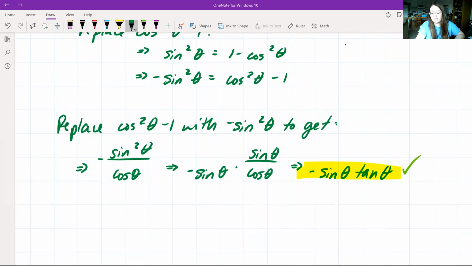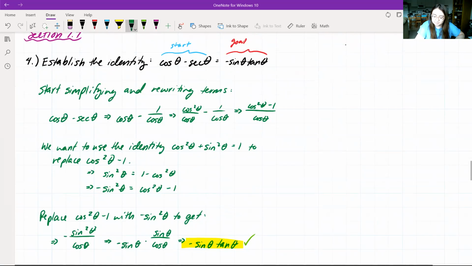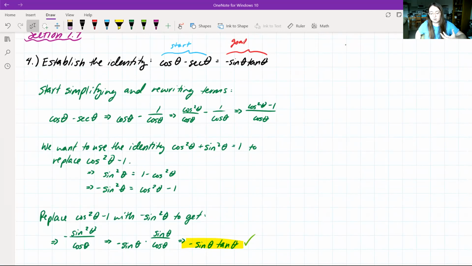And that establishes our identity. So we started with cosine of theta minus secant of theta. All we did was simplify, rewrite our terms as much as possible, combine our terms, and use our other identities that we know to keep rewriting those terms. And so finally, we got to negative sine of theta times tangent.